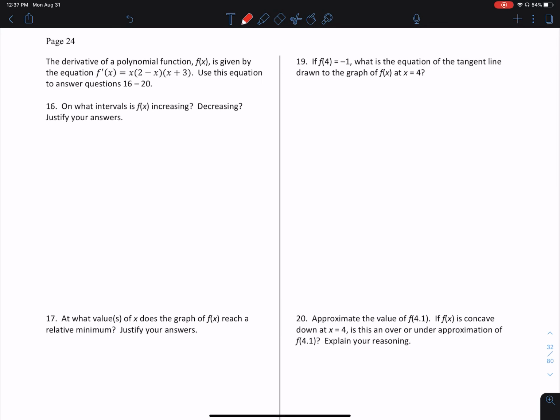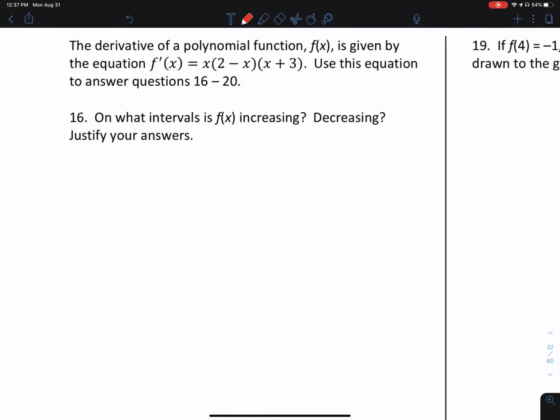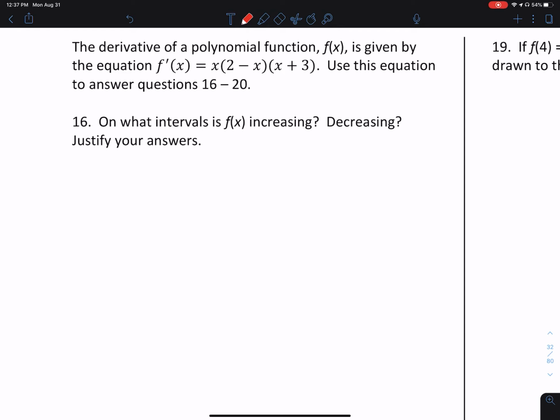AP Calculus AB, we're in Notes 2.5. This is part 4 of 5. For this prompt, we are told what a derivative equation is, and it's in factored form. And we have several questions that we're supposed to answer as a result of that. So we see f prime here, and it's in factored form.